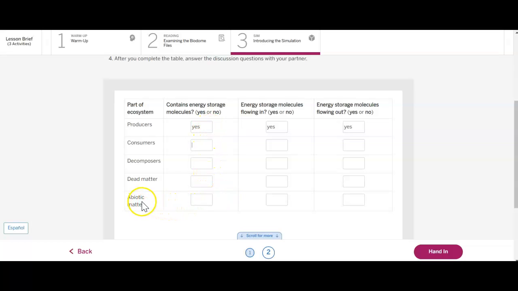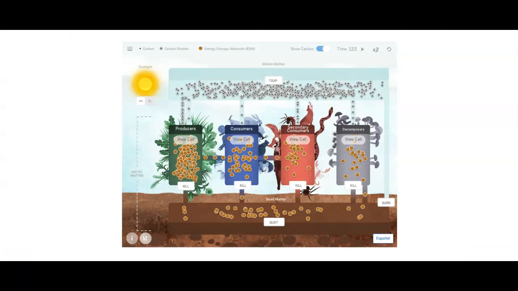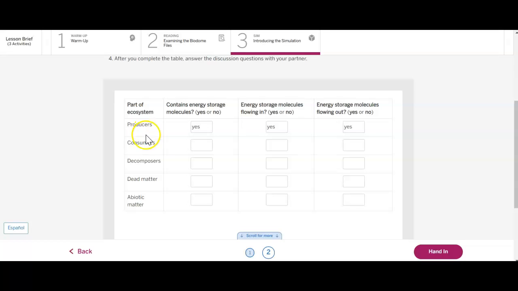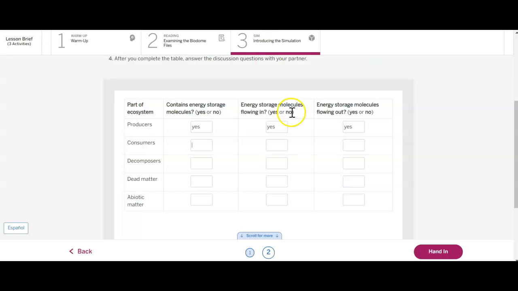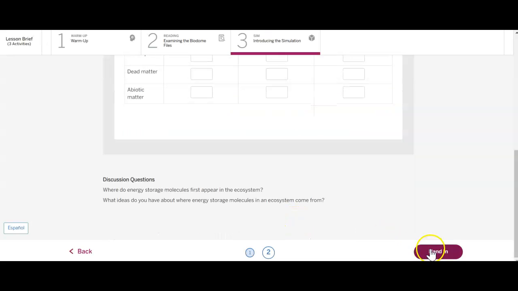When we're talking about the abiotic matter, the section you're going to be looking at is up here. There are 5 parts that you're looking at: producers, consumers, decomposers, dead matter, and then the 5th one is the abiotic material. When you are done with this section, you are going to click hand in, and that's it. That's all you're going to do.